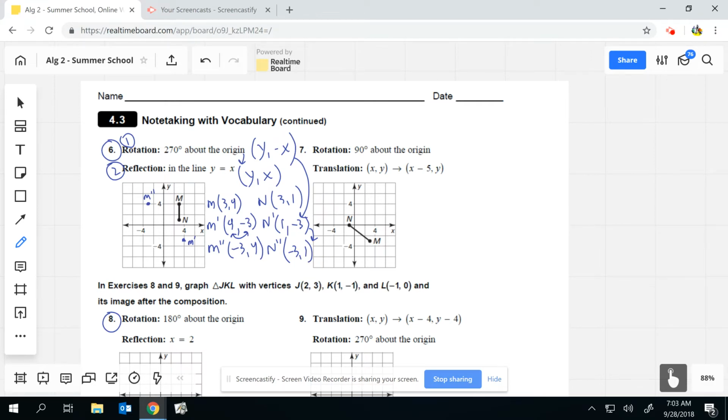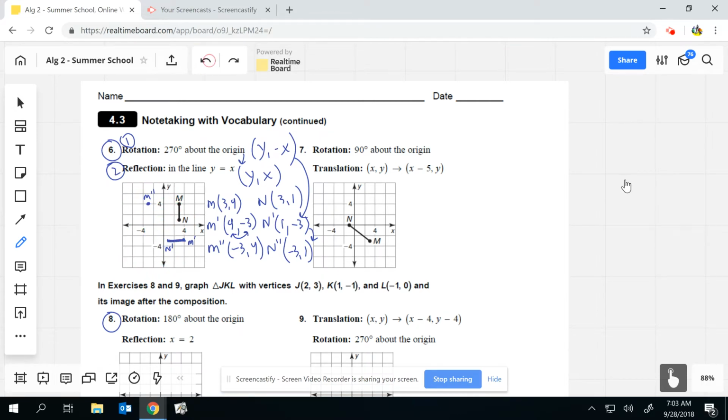So let's plot those two. 1, negative 3, right in the middle there. That would be N prime, and that's going to connect to M prime. So that would be what we call a 270 rotation. I'll show it to you. Your M is going to rotate 270 degrees. It's 3 quadrants. You're going to rotate it 3 quadrants. N would also rotate 270 degrees, 3 quadrants.